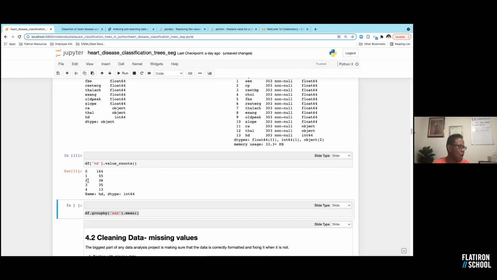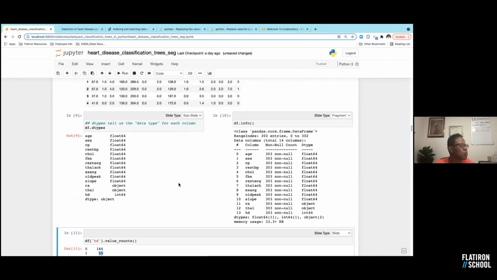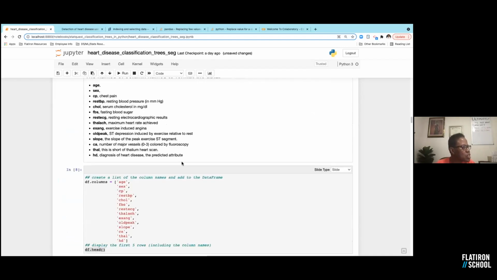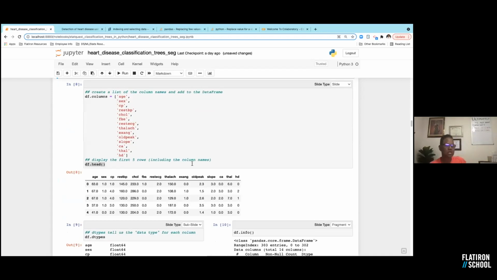So we have 5 values, 0, 1, 2, 3, 4. And so 164 patients or subjects have a heart disease classification as 0. So that means they have no heart disease. And then there are 55 who have 1, 36, and so on. And we don't have all the information specifically about what those different numbers mean in terms of the different types of heart disease, whether it's coronary heart disease or myocardial infarction, or what the types of diseases are.